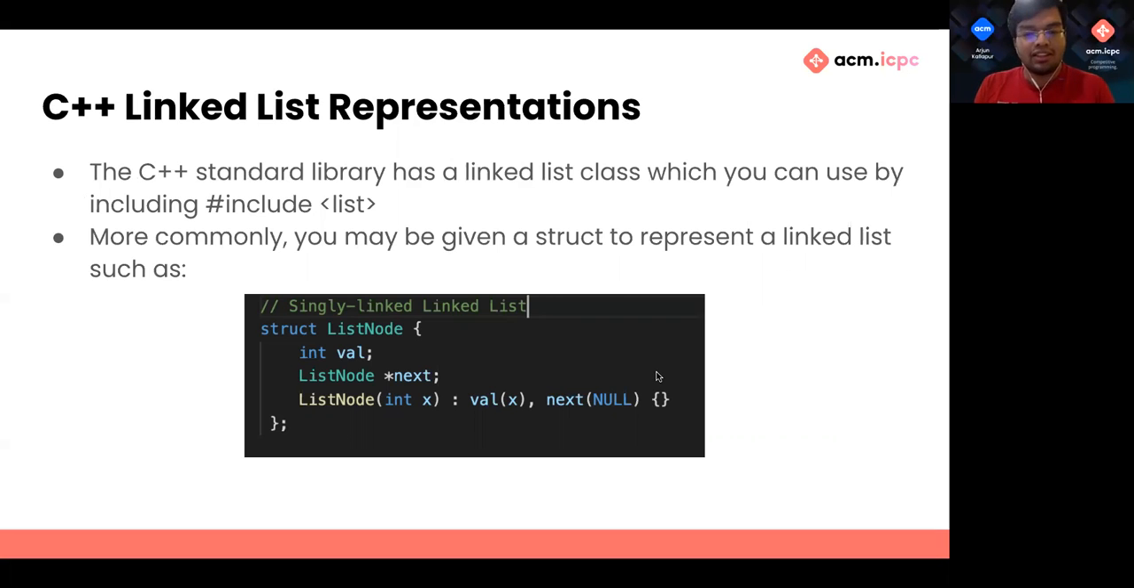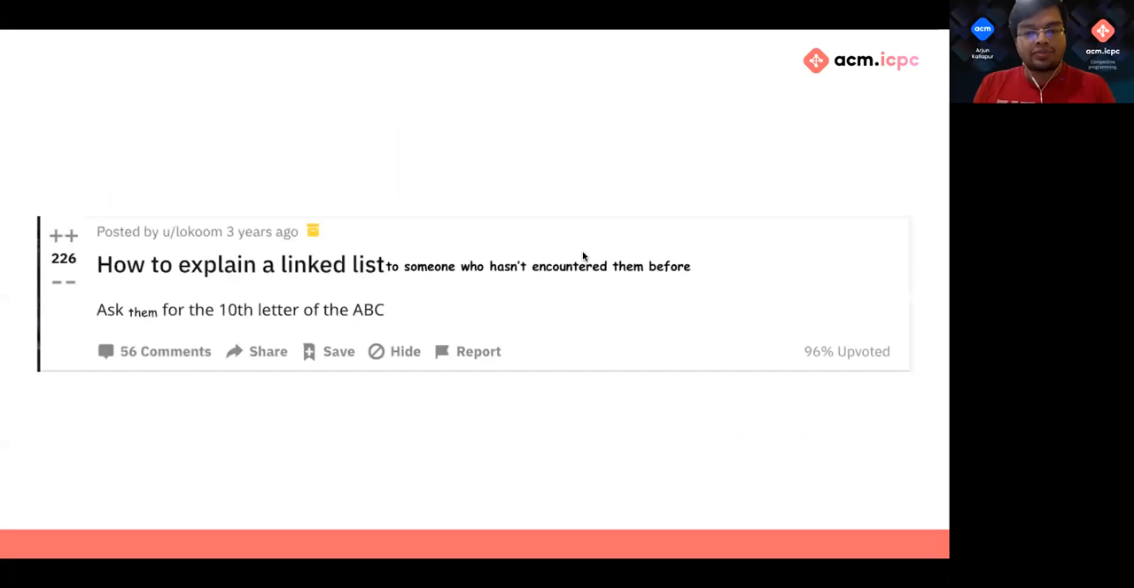A common question is just, why? How do you explain a linked list to someone who hasn't encountered them before? The answer is to ask for the 10th letter of the alphabet. So what is the 10th letter of the alphabet? Okay, I don't know it off the top of my head, but I can start at A and go to B, then C, D, E, F, G, H, I, and J. And J is the 10th letter.